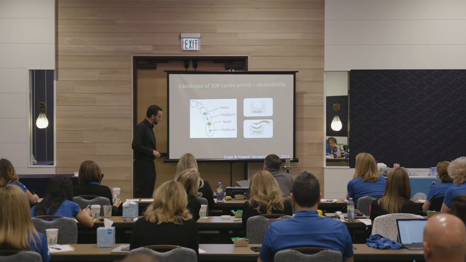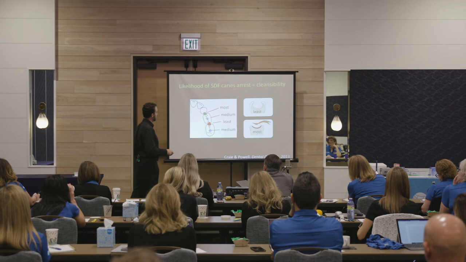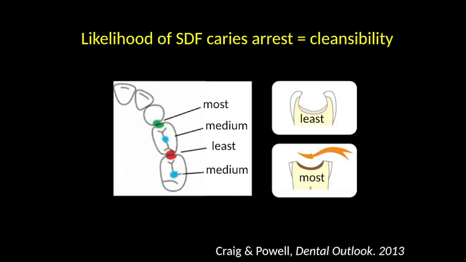The other big piece of information, there's this guy, Graham Craig, who's been using silver diamine fluoride and his other silver fluoride permutations for 40 years. What he's figured out from his clinical studies, mainly observational, just treating everybody the same way and looking afterwards, is this. He put this together. If a lesion is cleansable, if a cavitated caries lesion isn't trapping plaque, that is extremely likely to stop with silver fluoride therapy. If it is trapping plaque, that is the least likely to stop with silver fluoride therapy.